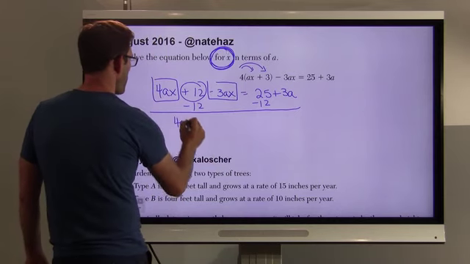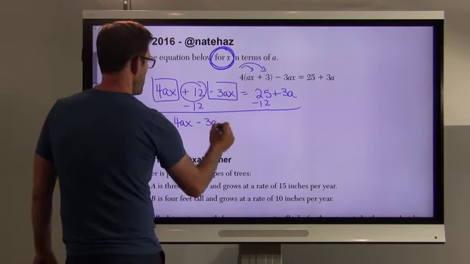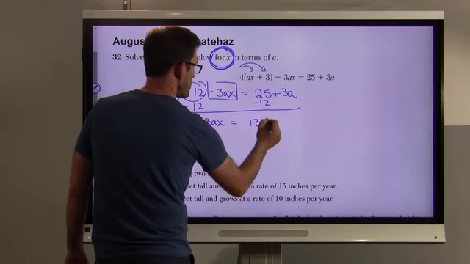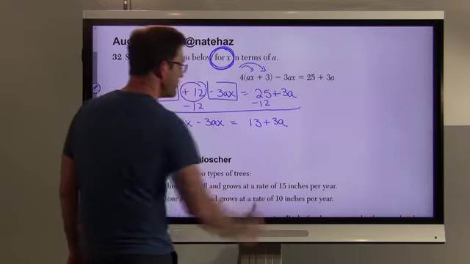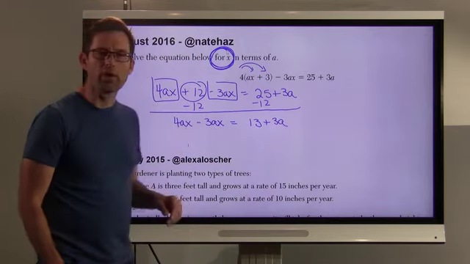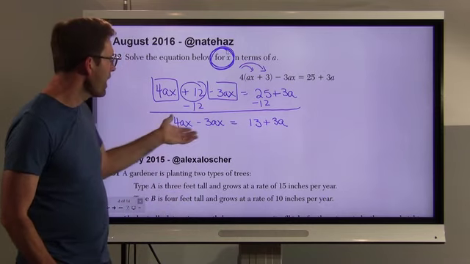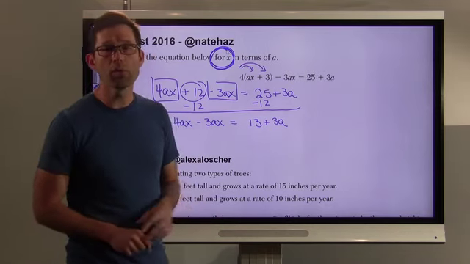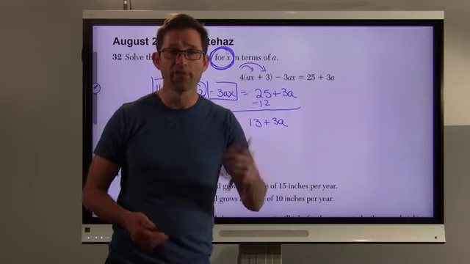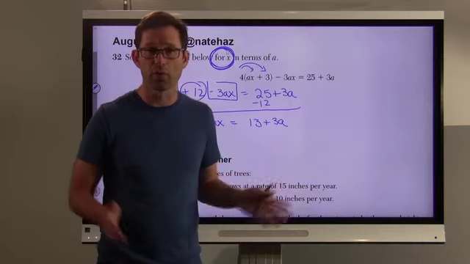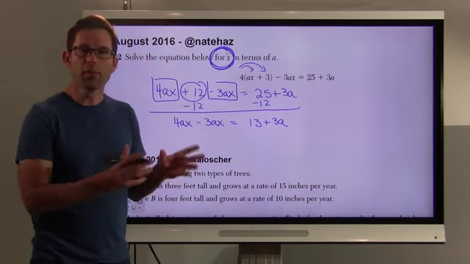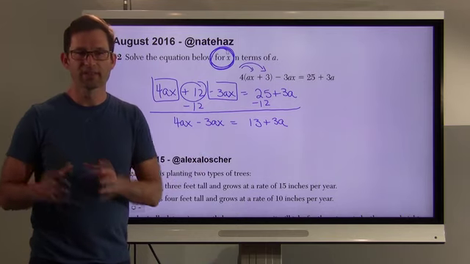That's going to leave me with 4ax minus 3ax. And what do I have? I have 25 minus 12. That's easy enough. That's 13 plus 3a. All right, now what? Well, this is kind of weird. Obviously, if I had 4x minus 3x, I think probably everyone would be comfortable to just say, well, that's 1x. Or if I had 5x minus 2x, everyone would say that's 3x. But what do we do in this case, right? Well, some of you might be able to very quickly say that's 1ax, okay?